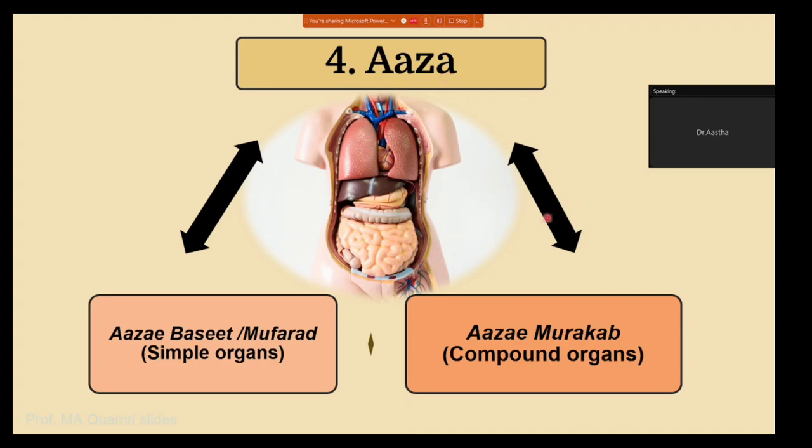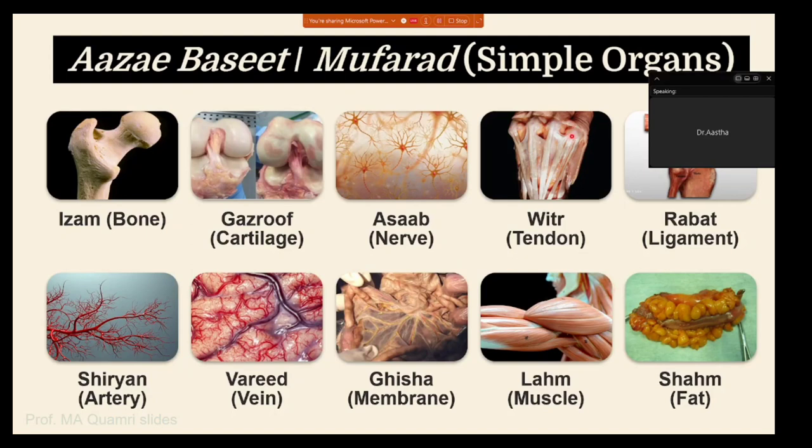Unani physicians and scientists categorize the body organs into two: simple organs, which we call aza basit or aza mufarrad, the single simple organs, and in contrast to that, compound organs. So two types of organs are there in the human body. If you look at the simple organs, here I have brought around 10 major simple organs. Beyond this, there are three other ones also.